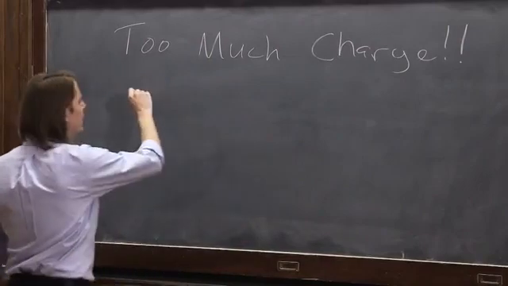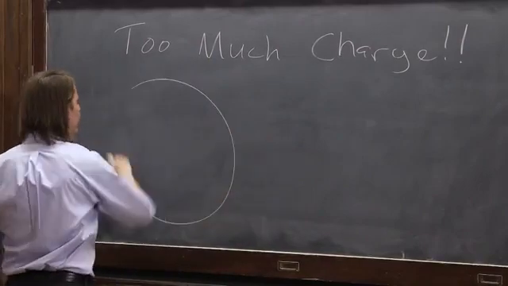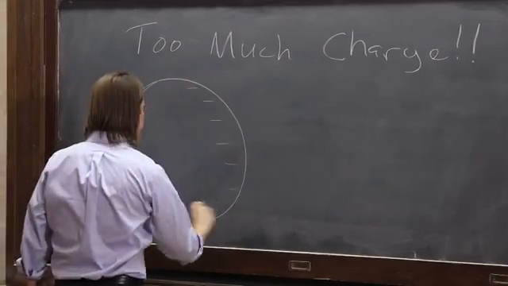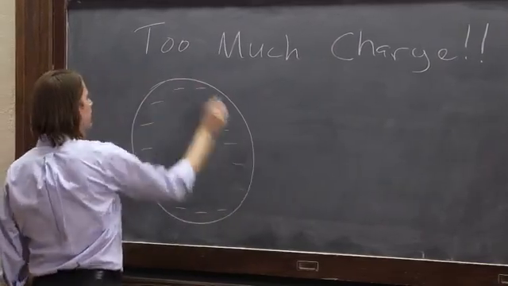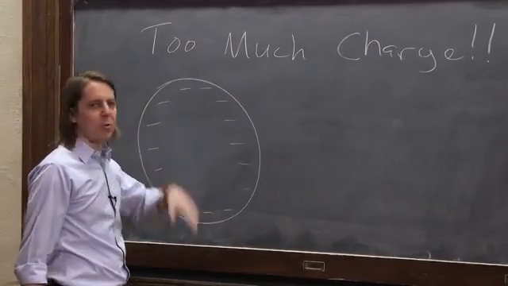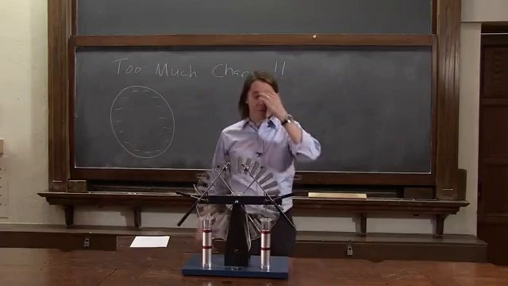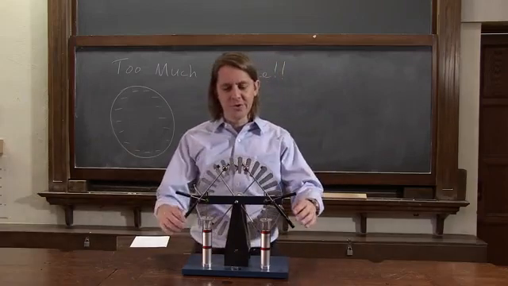So let's imagine we have just a curved conductor, and we put some charge on it. But we're not happy. Let's put more charge on it. Let's put a huge amount of charge. And that's what this thing does. This is a Wimshurst generator.